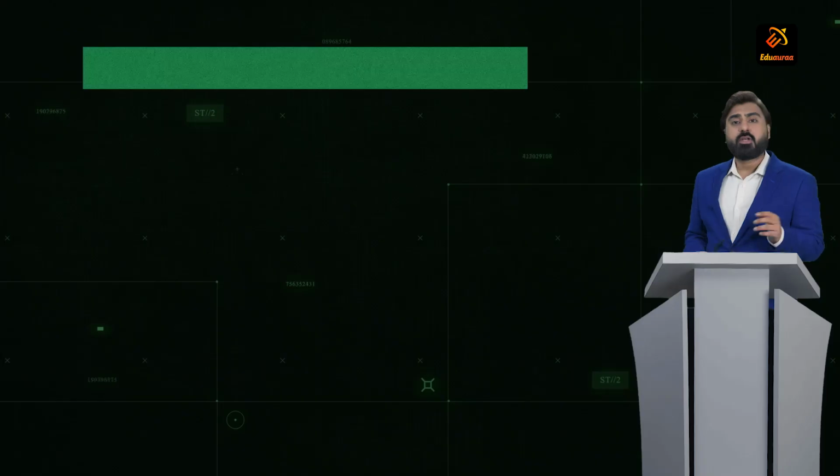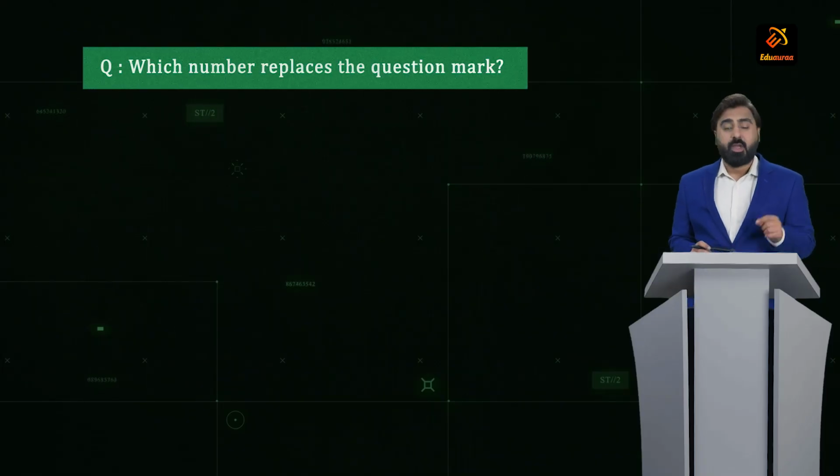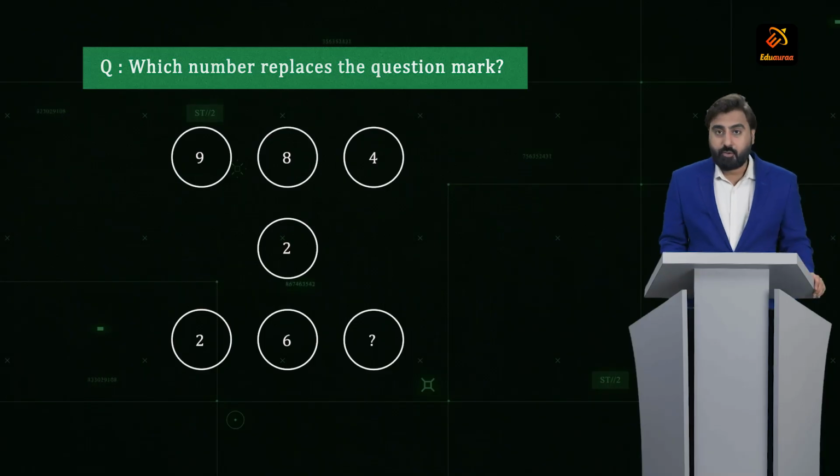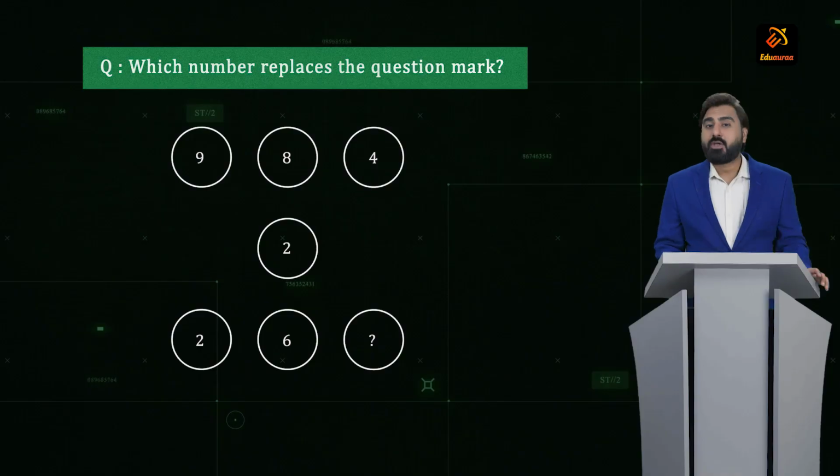Moving on to the next question, students. The next question is, which number replaces the question mark? And we are given the diagram as 9, 8, 4 in the first row, 2 in the second row, 2, 6 and question mark in the third row, that is the missing number.